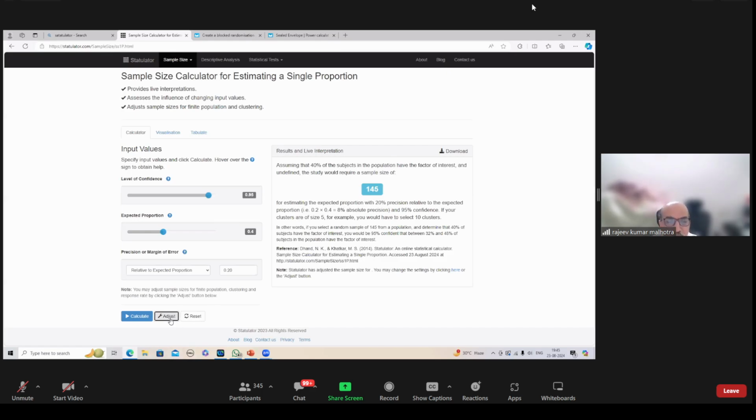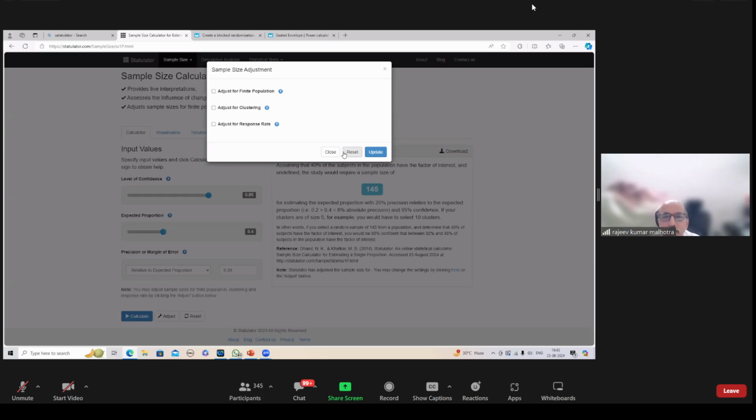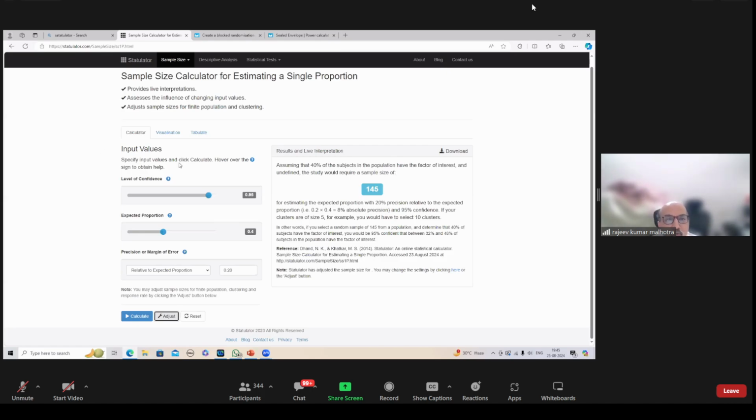Same thing is that if you have no adjustment. Okay. So this is for finding out the proportion. Now we come to how we can find out the estimation of mean.